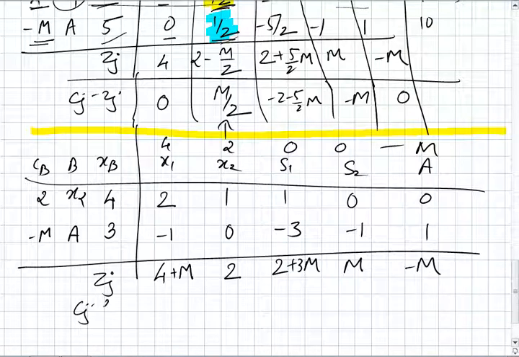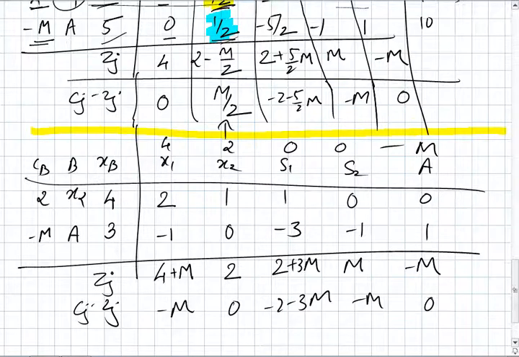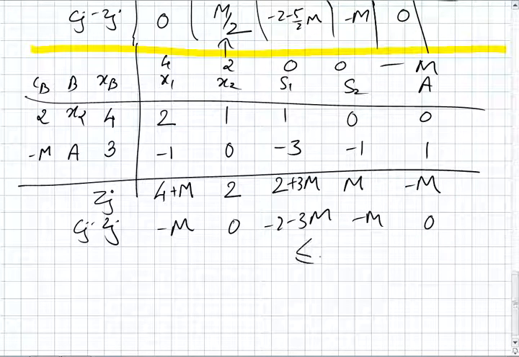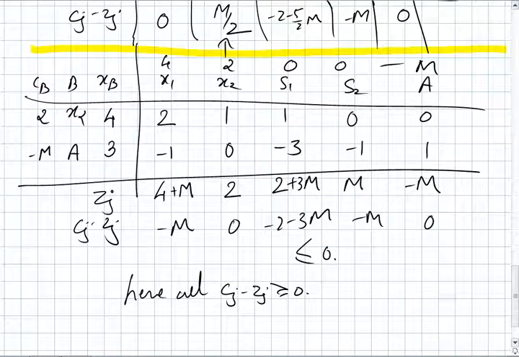So cj minus zj is 4 minus 4 is 0, 2 minus 2 is 0, 0 minus (2 minus 3m), 0 minus m is minus m, and minus m minus minus m is 0. So here all quantities are less than or equals to 0. So the corresponding solution should be your optimal solution, but here we are having artificial variable appearing in the table.